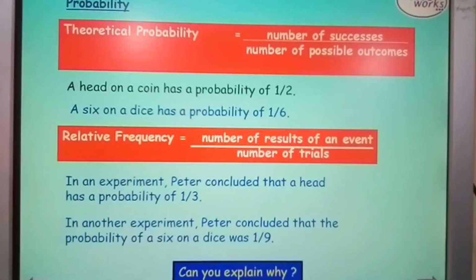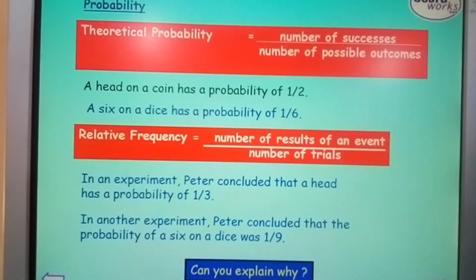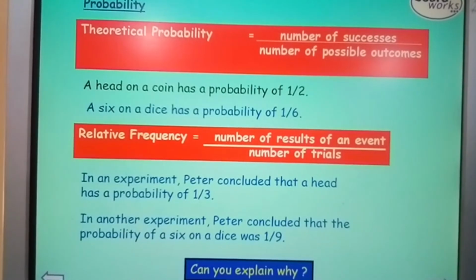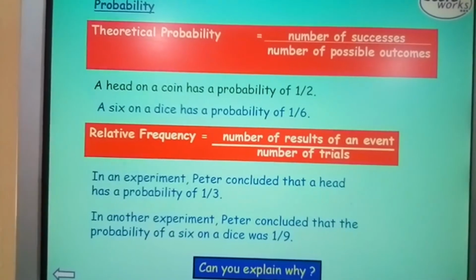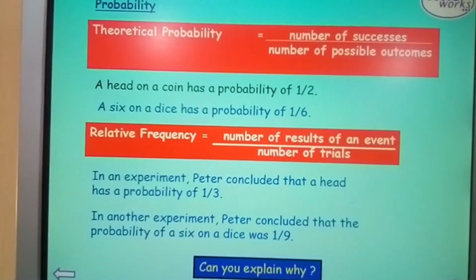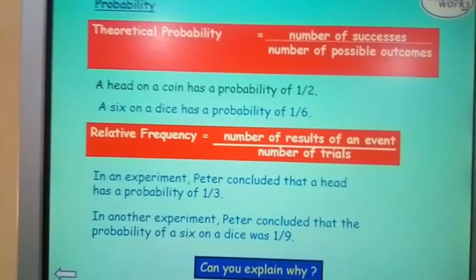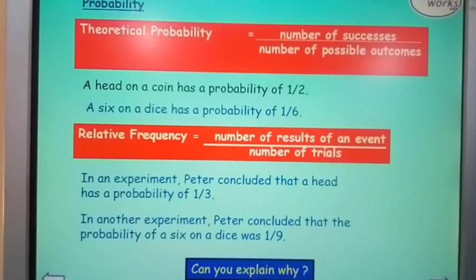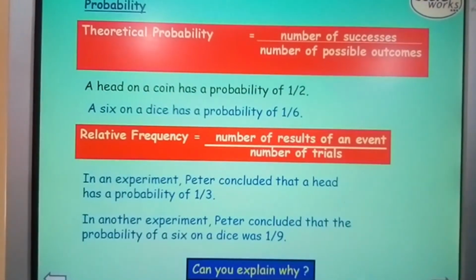So in reference to our probabilities, we can therefore assume that theoretical probability equals number of successes over number of possible outcomes. A head on a coin has a probability of 1/2, 1 over 2. A 6 on a dice has a probability of 1 in 6. Relative frequency equals number of results of an event over number of trials. In an experiment Peter conducted, a head has a probability of 1/3. In another experiment, Peter concluded that the probability of a 6 on a dice was 1 in 9.